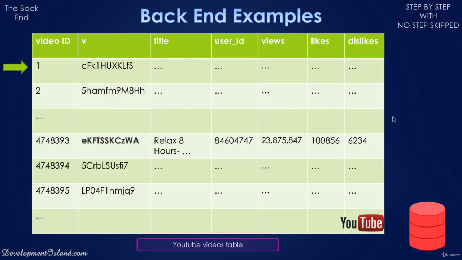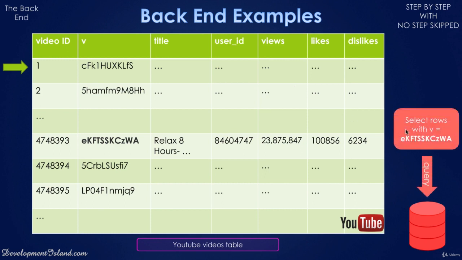So this is how it looks like. So the videos table in YouTube, which is going to be inside a database, will contain details like these ones. So the v value we talked about earlier, the title of the video, the user ID, this corresponds to the user who uploaded the video, the number of views, likes, dislikes, and so on. So we are interested now in the video with the v value, which is equal to that value. So inside the database, we're going to look for that video, and once we find that value, then that's the row we are looking for.